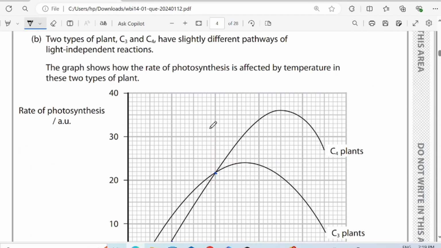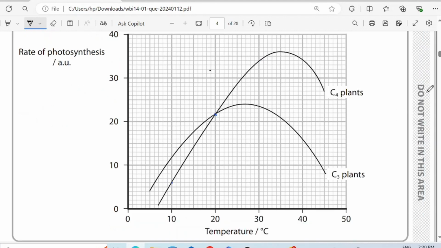All right. Next, we have a graph which says two types of plant, C3 and C4, have slightly different pathways of light-independent reactions. The graph shows how the rate of photosynthesis is affected by temperature in these two types of plant. The independent variable is temperature in degrees Celsius and the dependent variable is rate of photosynthesis in arbitrary units. So let's just look at the graph. This is the C4 plants graph. This is the C3 plants graph.